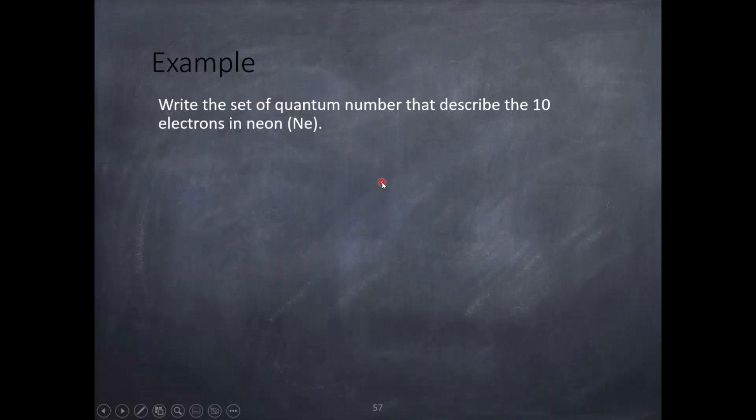Okay, and then with this next one, I think this is the last practice one for these types of ones. We want to actually write the set of quantum numbers that describe all 10 electrons in neon. So neon's atomic number is 10, it's going to have 10 protons. That means it's also going to have 10 electrons just to balance the charge there. And with it, we can go through and actually write the quantum numbers for all of those.